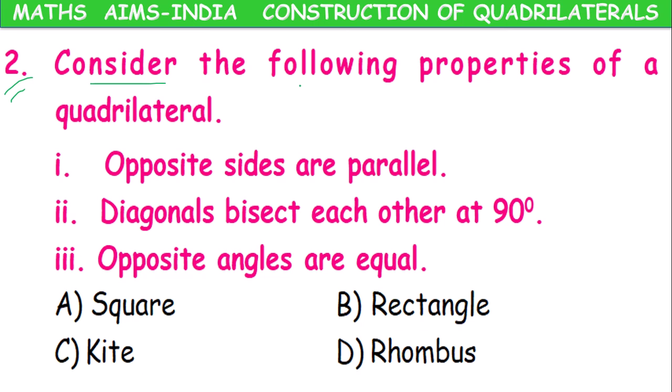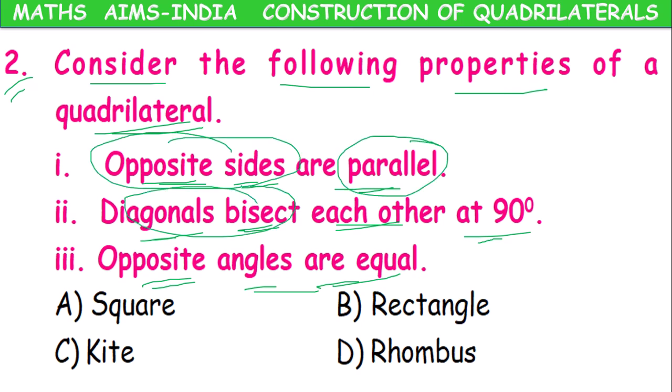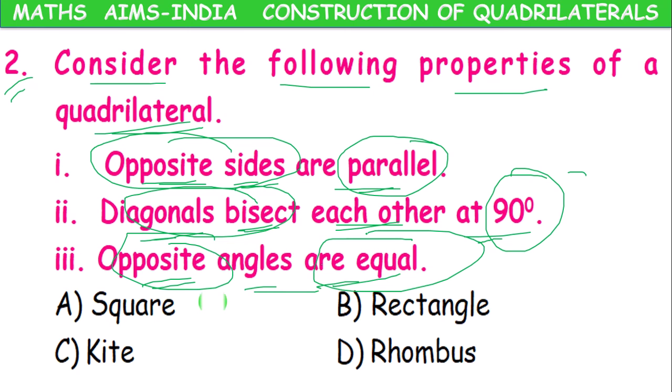Next, consider the following properties of a quadrilateral. Opposite sides are parallel. Diagonals bisect each other at 90 degrees. Opposite angles are equal. These are all obeyed by a square. In a square, opposite sides are parallel and opposite angles are equal. Diagonals bisect each other at 90 degrees. So the correct answer is square.